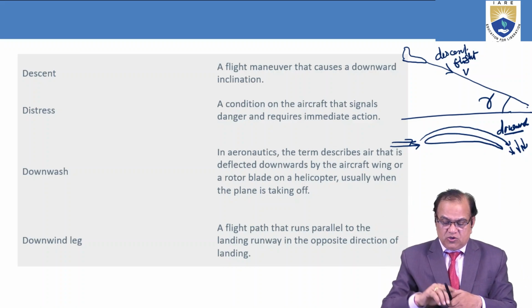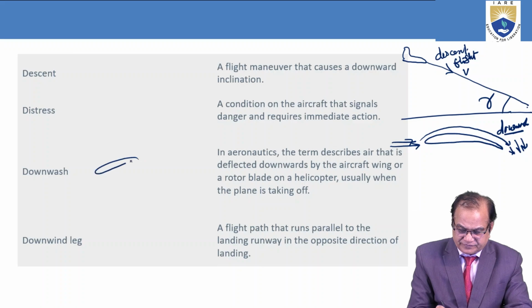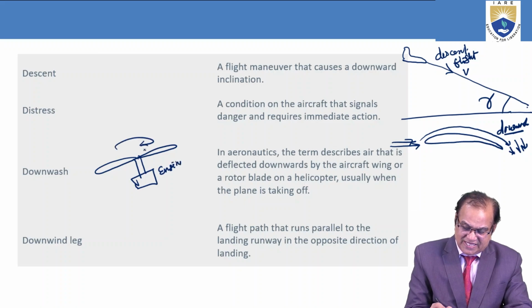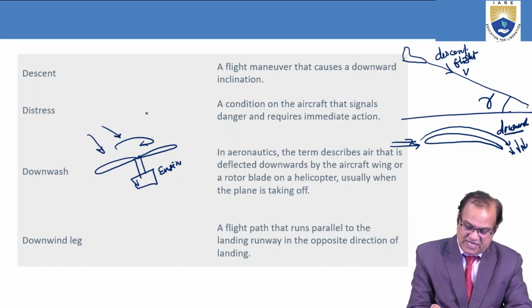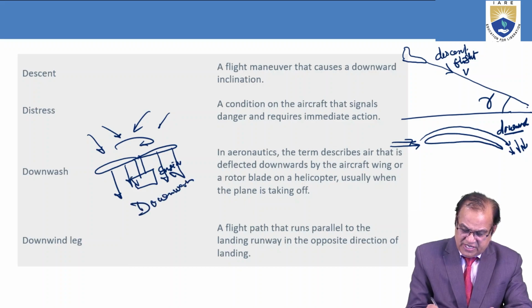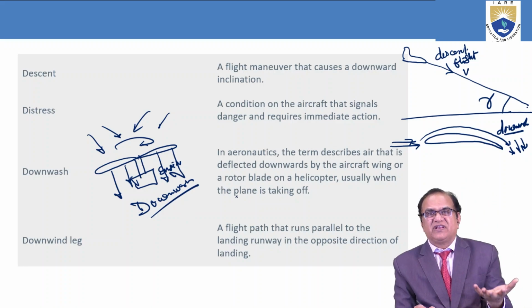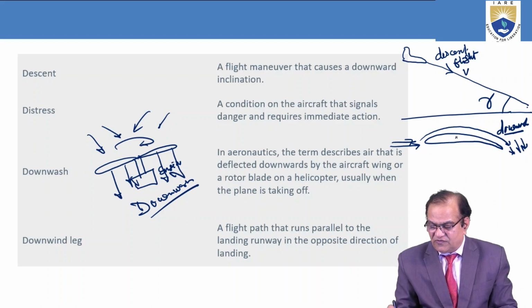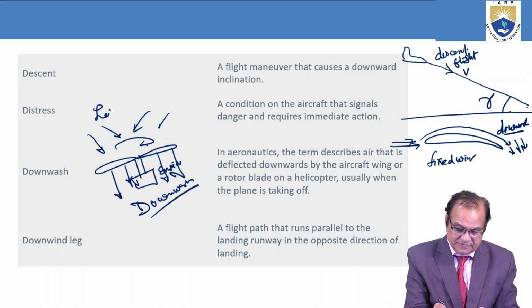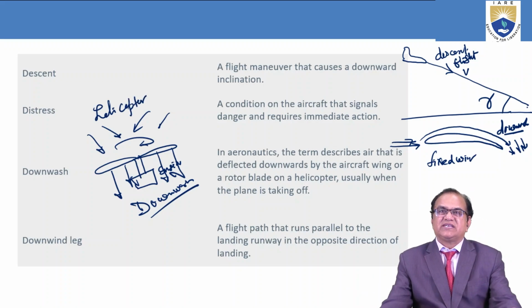Like in a helicopter, all the three blades are rotated with the help of the engine. If it is rotated like this, air will be sucked from this side and air will be moving down. This is called the downwash. This downwash will give the lift of the aircraft or the lift of the helicopter. It is the same way for the fixed wing also. This is the fixed wing. This is the rotary wing or helicopter. So like this, downwash is done.